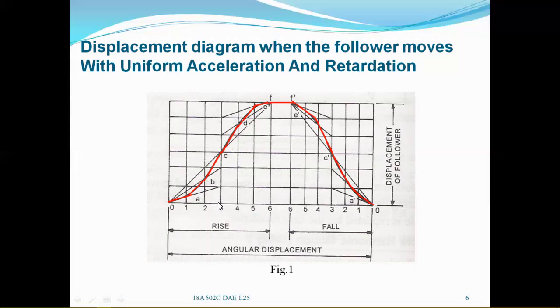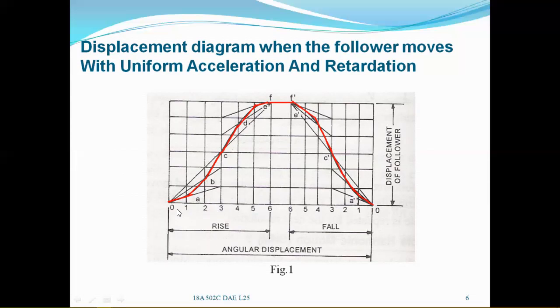Divide this into the same number of parts as done on the outstroke as well as the return stroke. That means if it is 6, this should also be divided into the same number of parts. So here it is 1, 2, 3, 4, 5 and 6. Similarly here also at the 3 dash vertical line, 1 dash, 2 dash, 3 dash, 4 dash, 5 dash, similarly 6 dash.